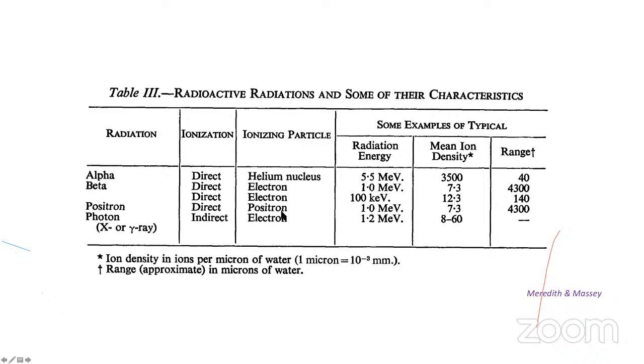Then you have a positron, which is nothing else but a positively charged electron. And then you have a photon. A photon causes indirect ionization, which we will discuss. Ionization density is ions per micron of water. Photons of different energy will cause different ionization, and it is indirect ionization by the electrons they produce. The range of ionization will depend upon the energy. If you compare these two electrons, high energy versus low energy, 1 MeV versus 100 keV, the range is much more, and this is in terms of microns.